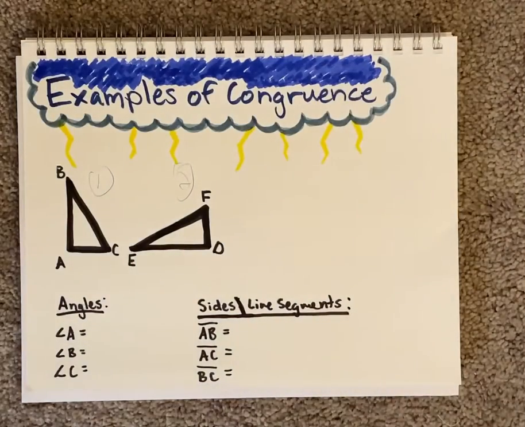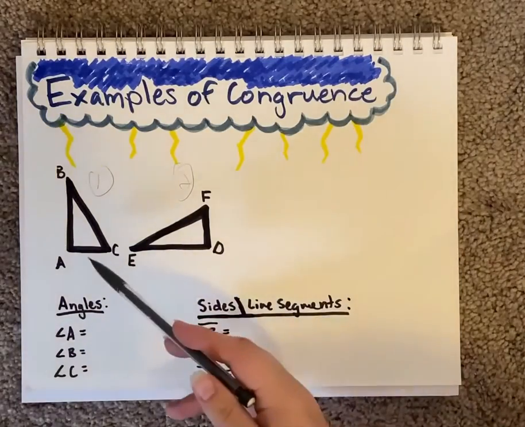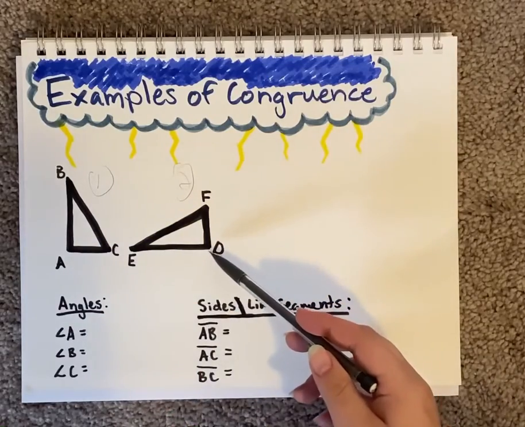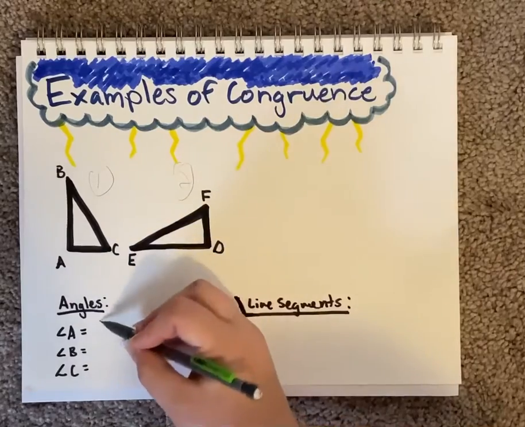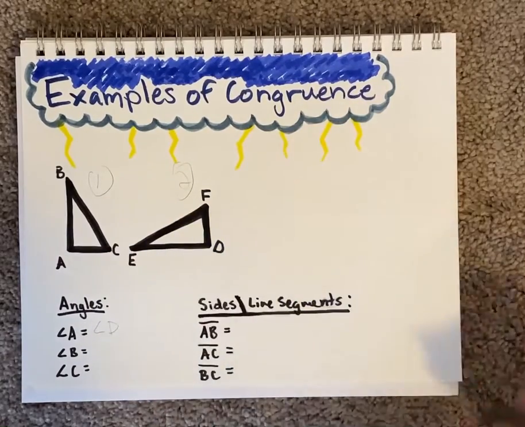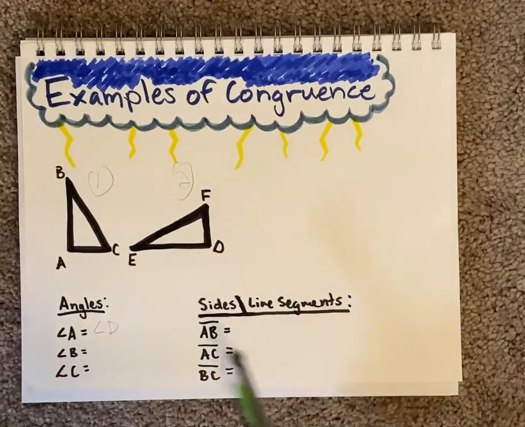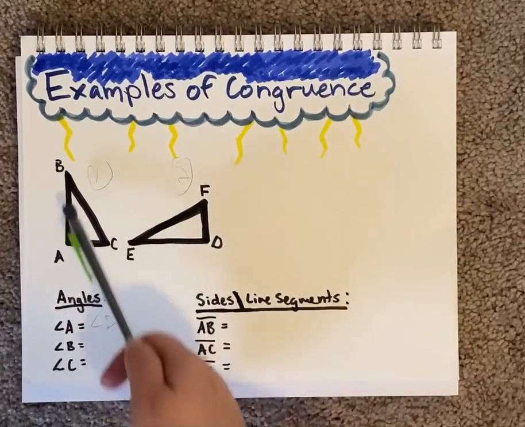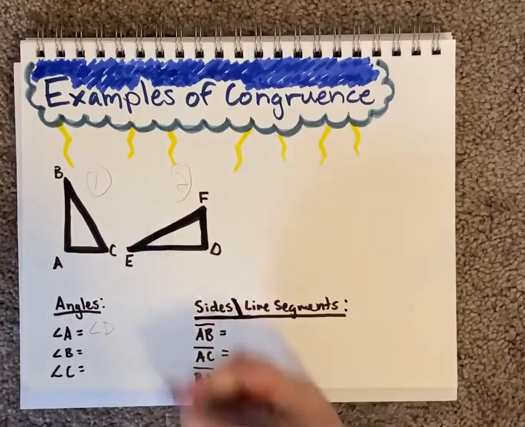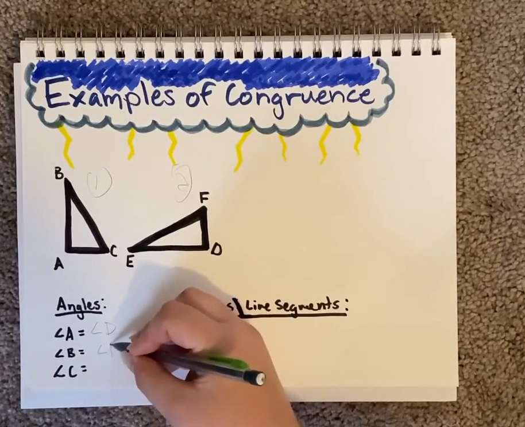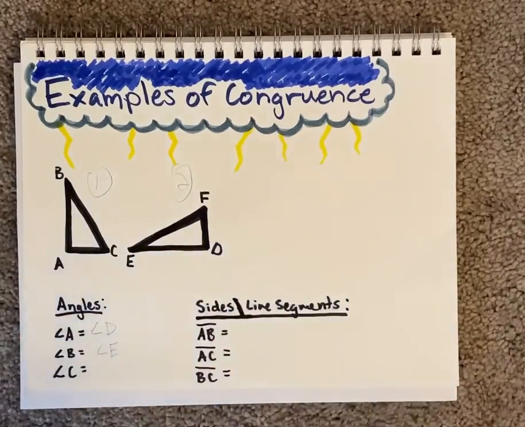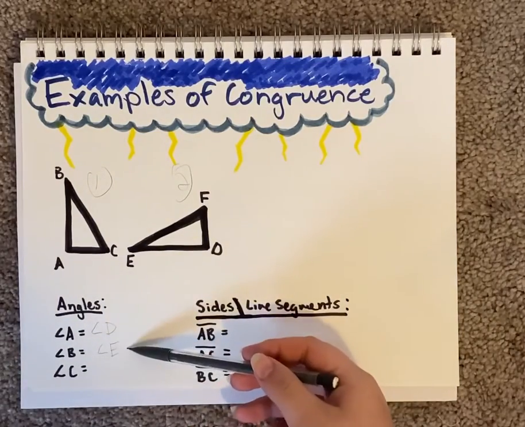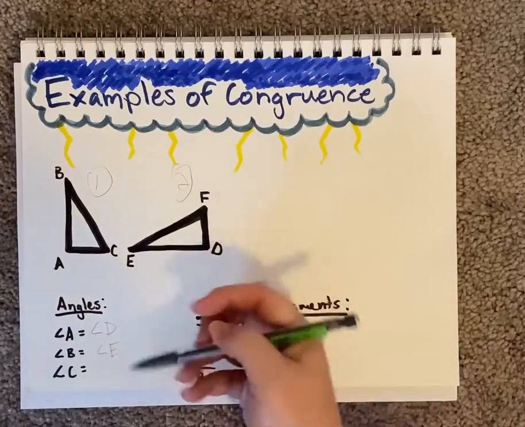So if we want to find the angle of A, we would want to find the corresponding angle. And our corresponding angle would be D. So our corresponding angle to angle A would be angle D. Now, if angle A equals D, our corresponding angle for B would be E. And if A equals D and B equals E, we want to assume that angle C equals angle F.